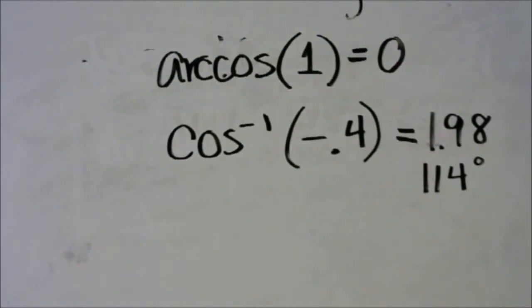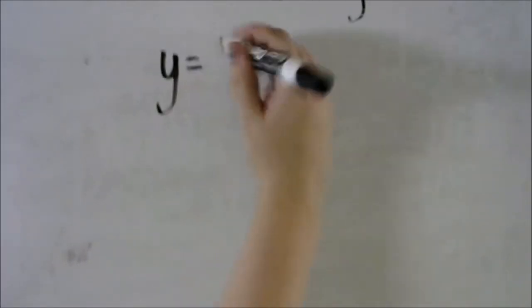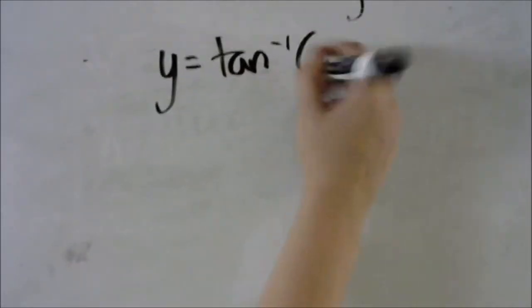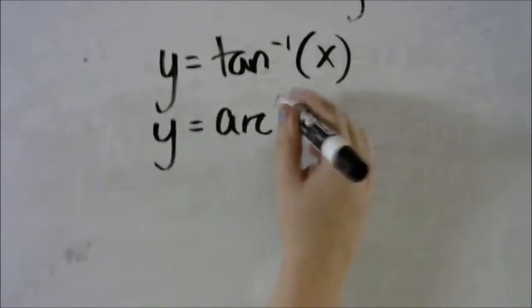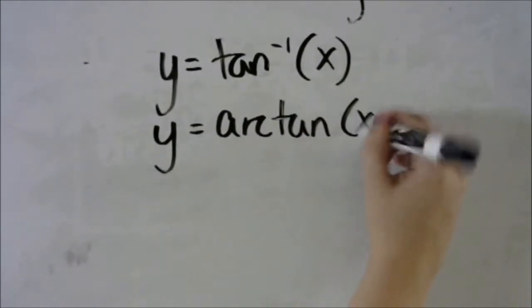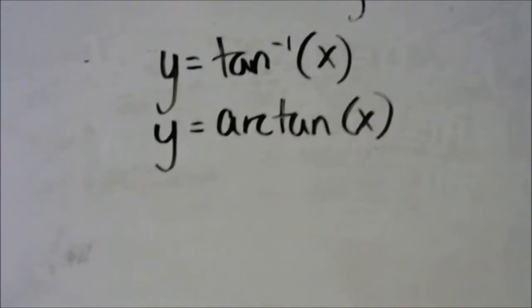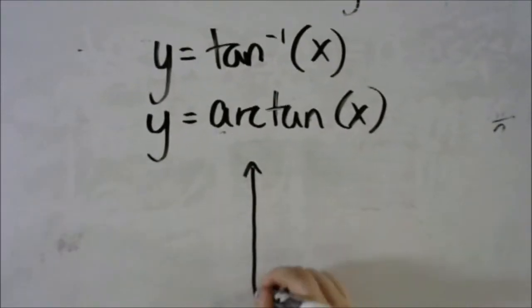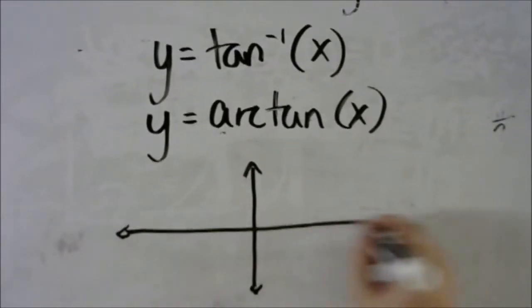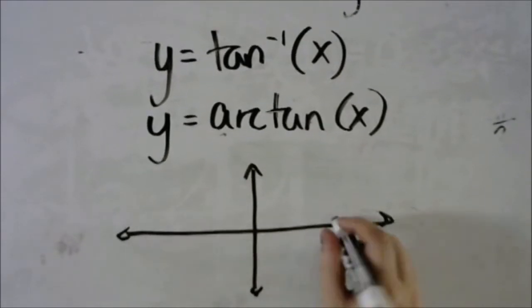Let's repeat the same process for tangent. Y equals inverse tangent of x. Y equals arctan of x. In order to find the inverse, we need to make sure that we restrict the domain. Let's take a look at the graph of tangent and find what domain tangent is invertible on.